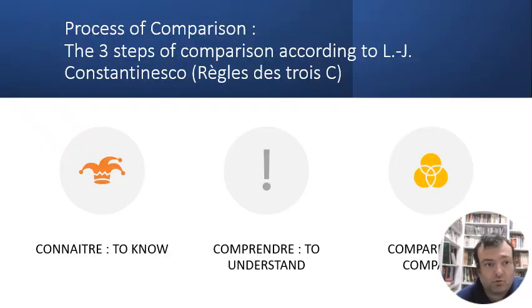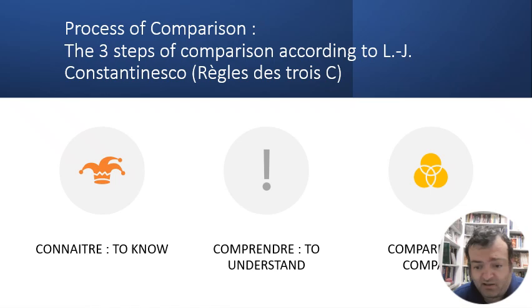According to Constantinescu, the process of comparison needs three stages, which he calls the rules of the three C's. Because in French, they start with the letter C. Connaître, comprendre, comparer. To know, to understand, and to compare.